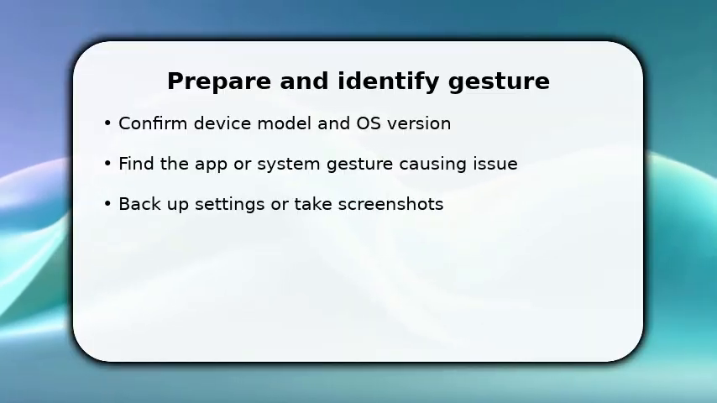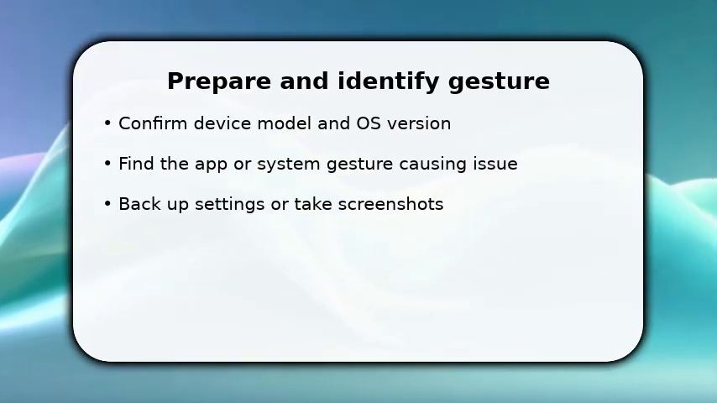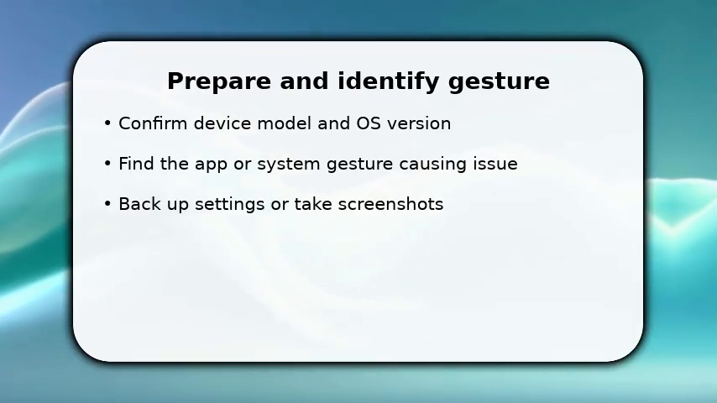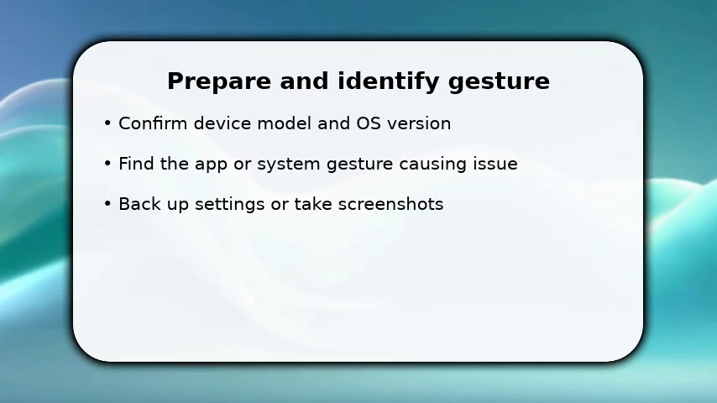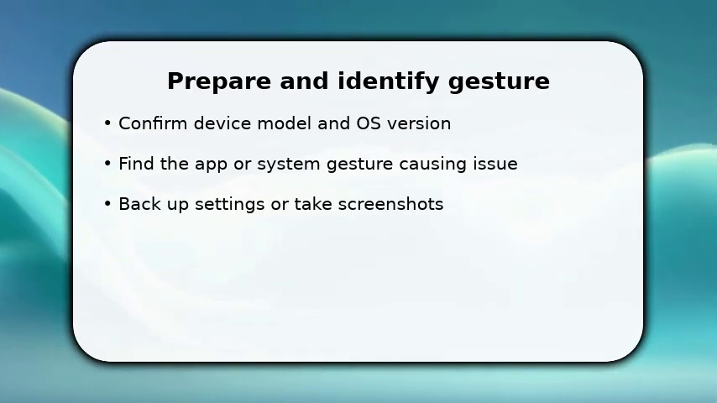You start by identifying the gesture overlay and why it appears. This saves time. Locate the specific app or system setting producing the gesture and note recent installs or permission changes. Once done, temporarily disable other input aids like accessibility services to avoid interference. Make a quick backup of settings or take screenshots so you can restore if needed.